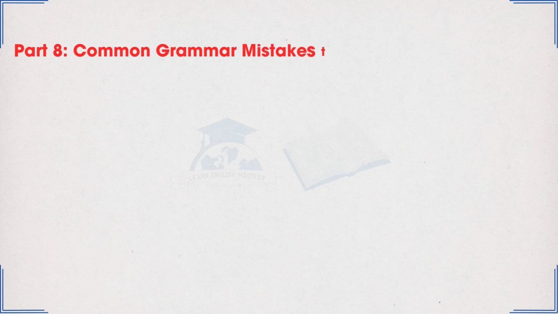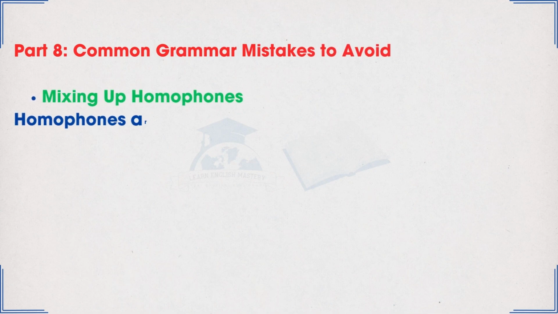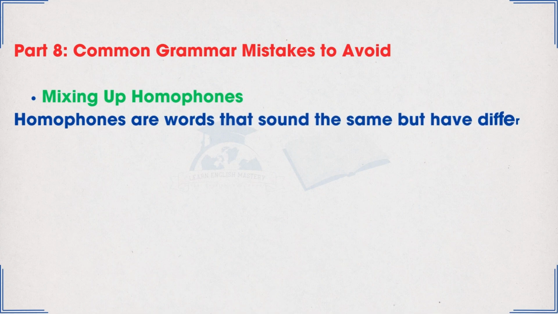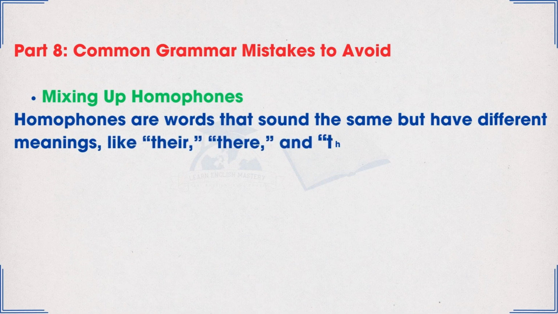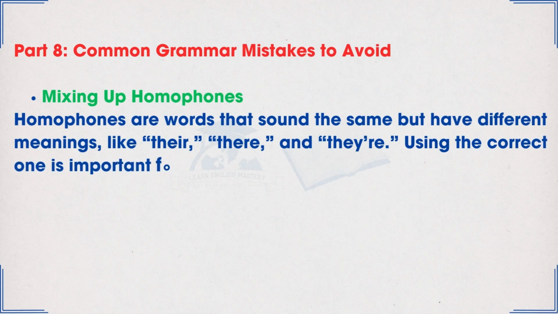Part 8. Common grammar mistakes to avoid. 1. Mixing up homophones. Homophones are words that sound the same but have different meanings, like there and their. Using the correct one is important for clarity.